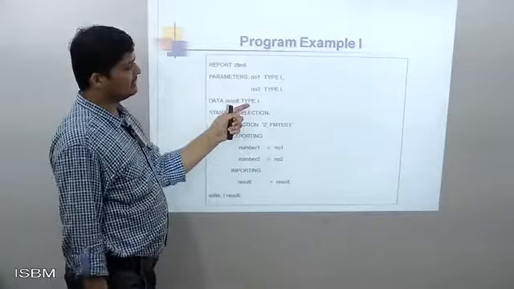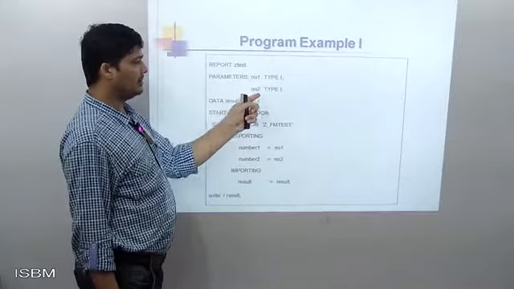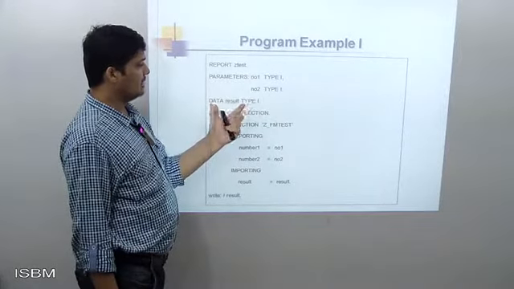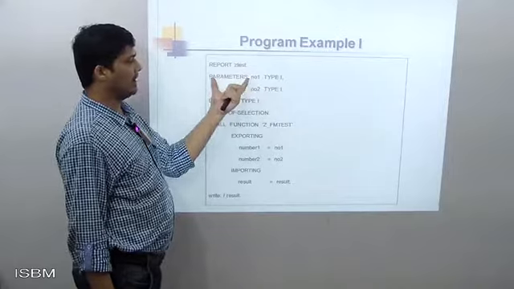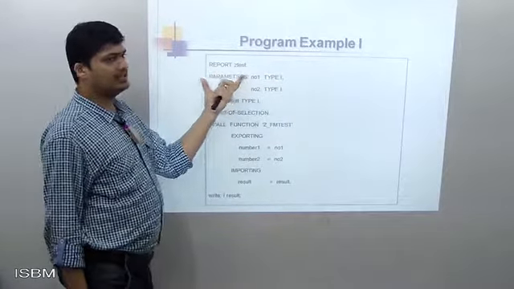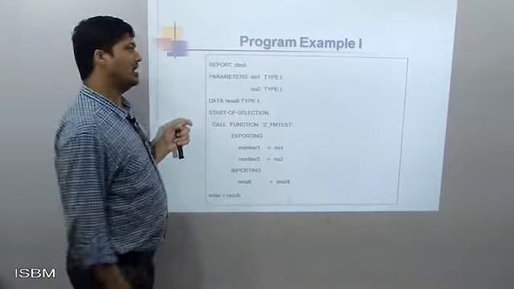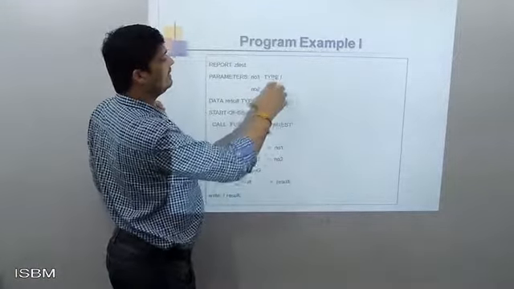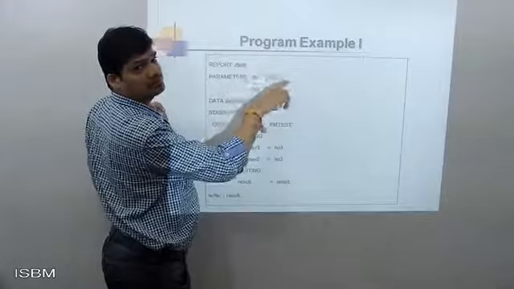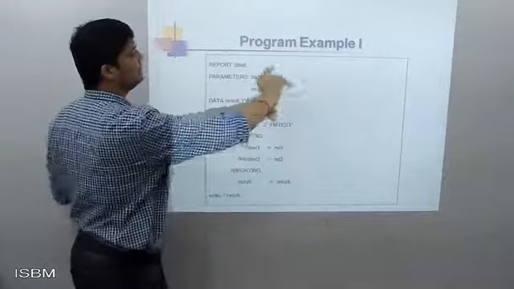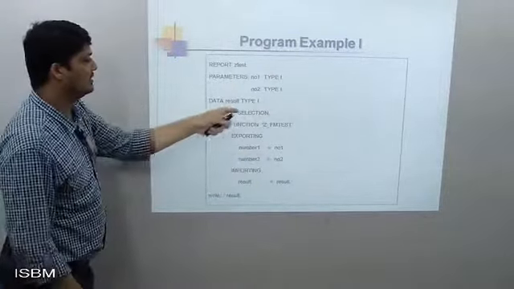So data type result type I, the same. Number 1 type I, number 2 type I, and I have taken these as parameters over here. Basically, when you execute this program, it will give you the facility to input any two numbers. There is no need to write them in the program itself. So result type I.